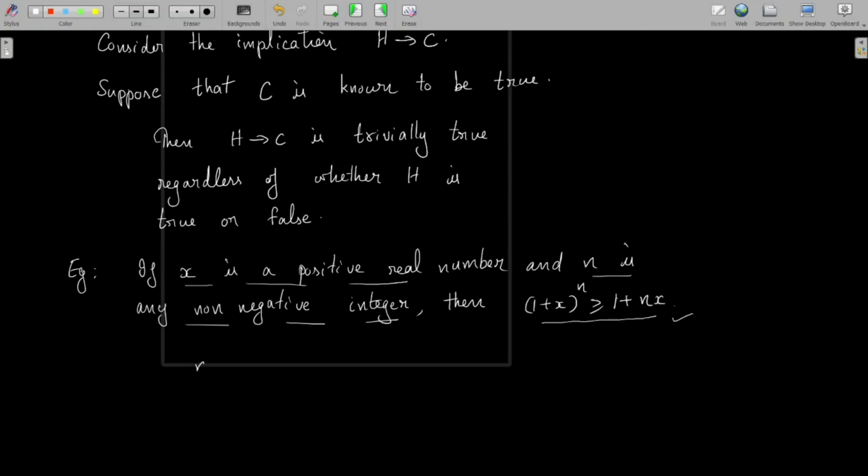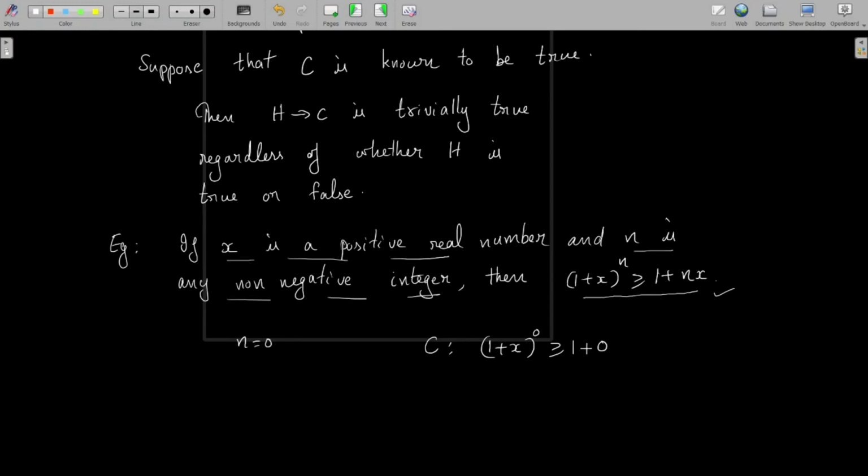Here consider the case when n equal to 0. Then our conclusion becomes (1 plus x) whole raised to 0 is greater than or equal to 1 plus 0 into x, that is 0. Here (1 plus x) raised to 0 is 1. 1 plus x is a real number and raised to 0 gives 1. So we have 1 is greater than or equal to 1, which is true.